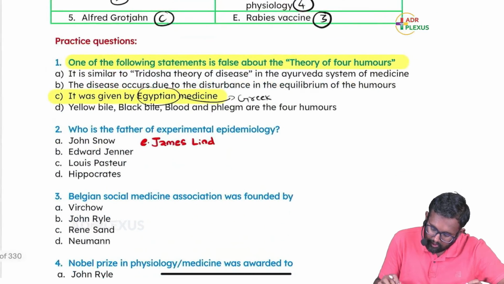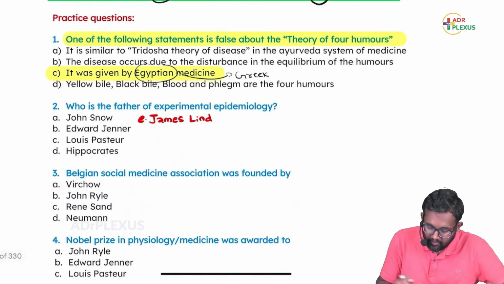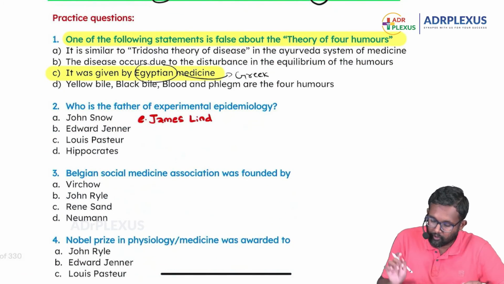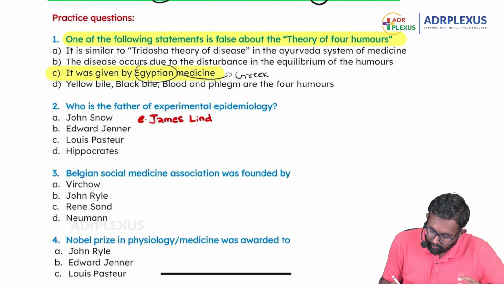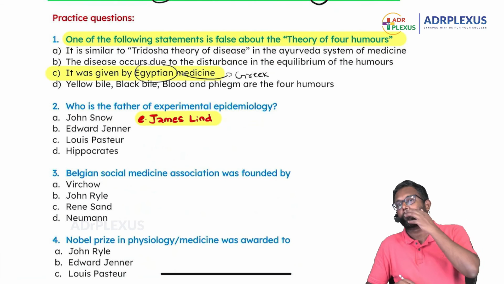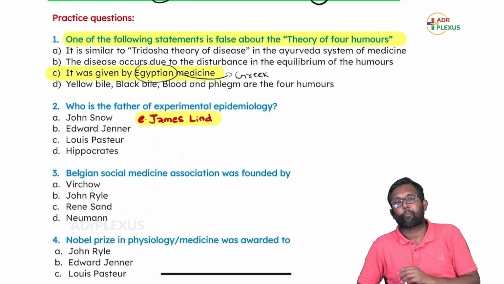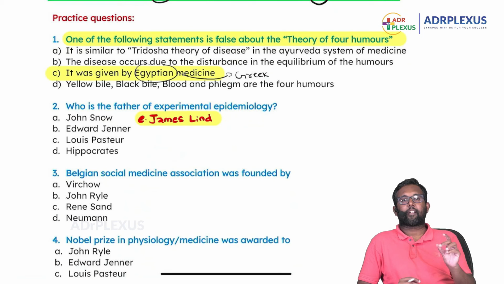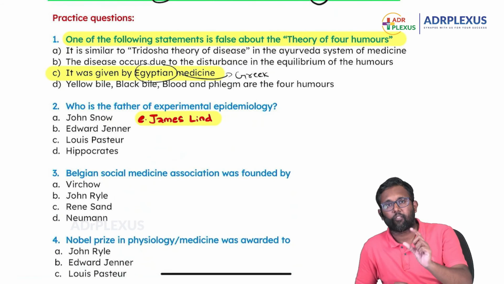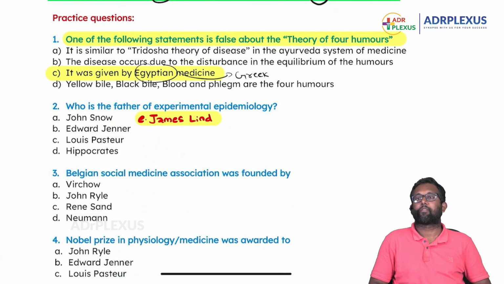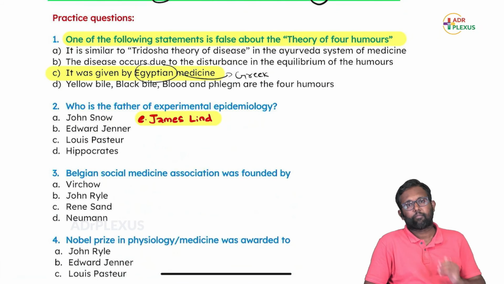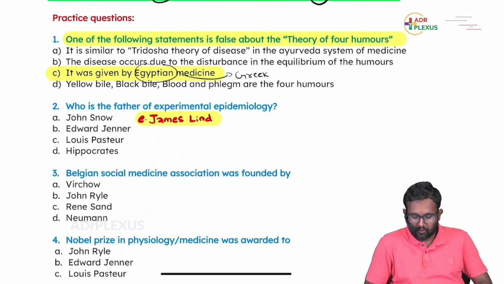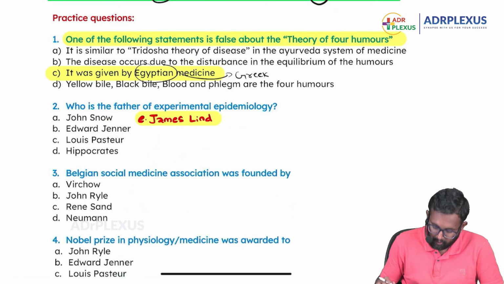Next, who is the father of experimental epidemiology? See, the option was given wrongly, so write down the option. The correct option is James Lind. The father of experimental epidemiology is James Lind. The option was not given, so you can write it as James Lind, the father of experimental epidemiology. James Lind. So next, it's a new question.